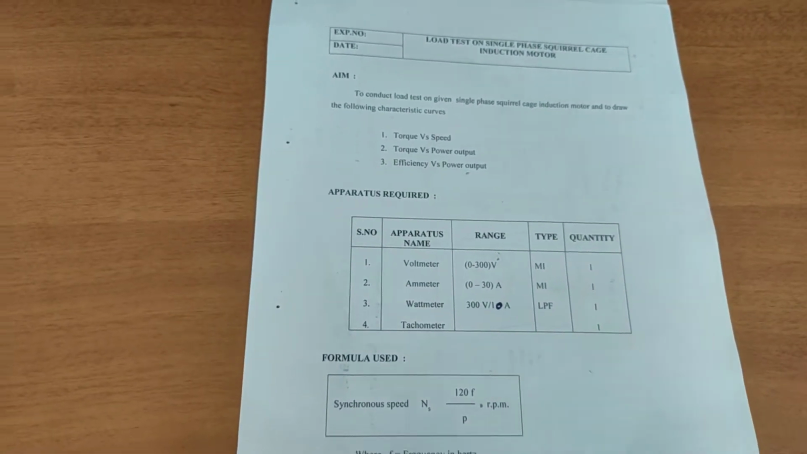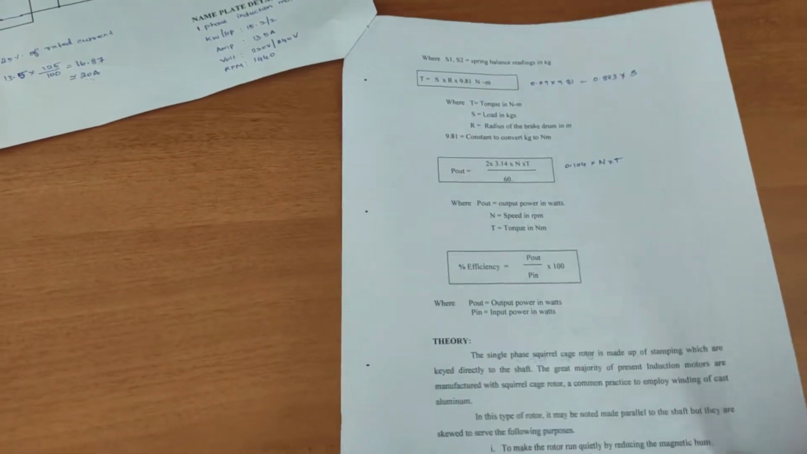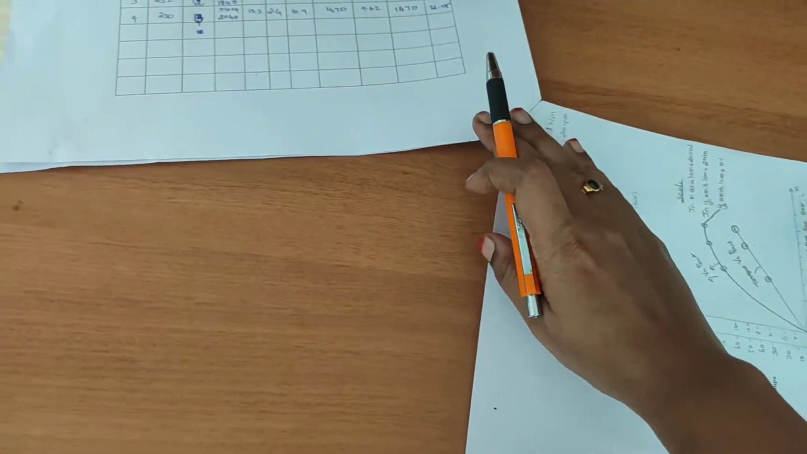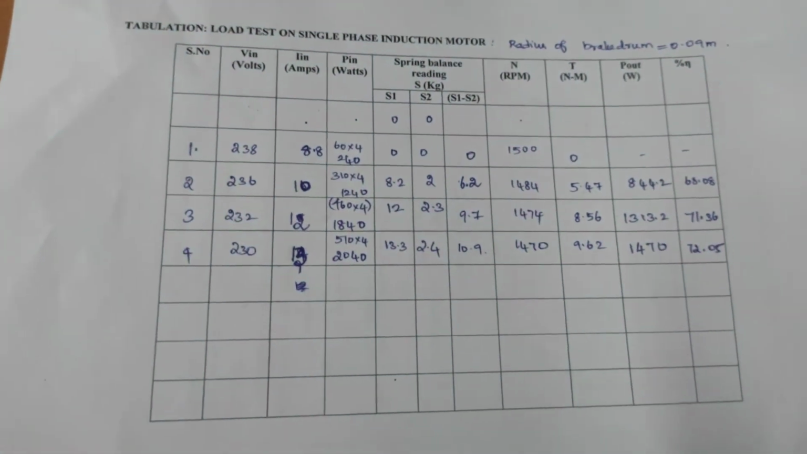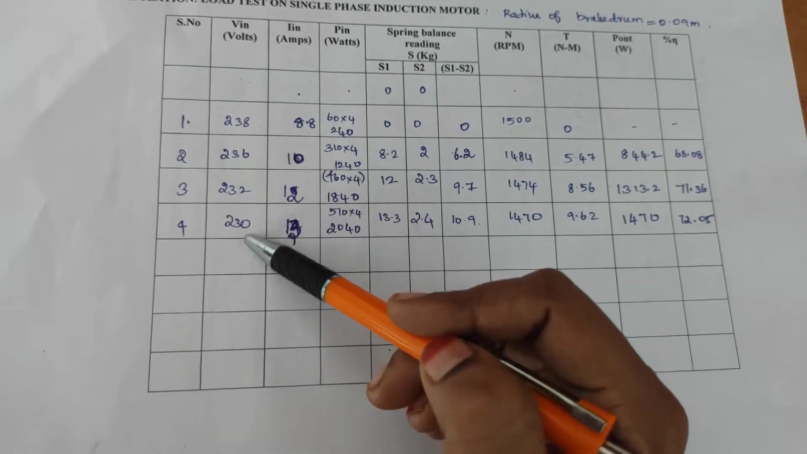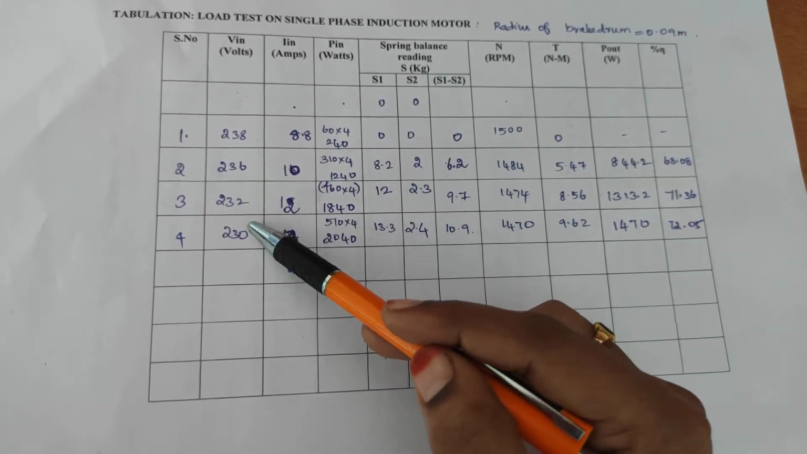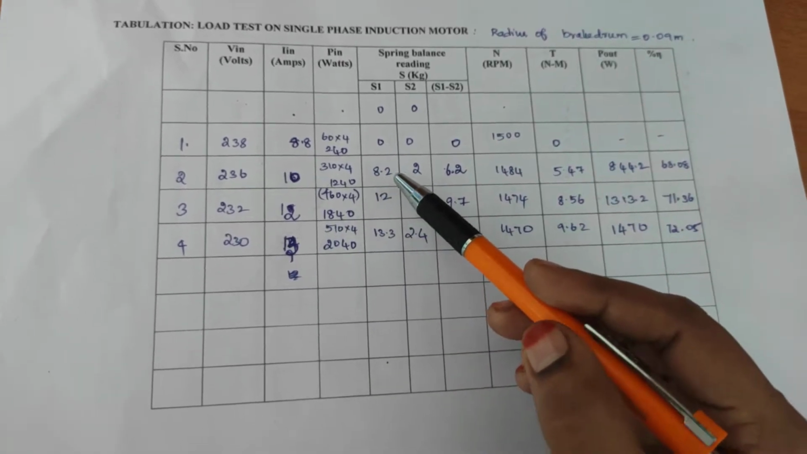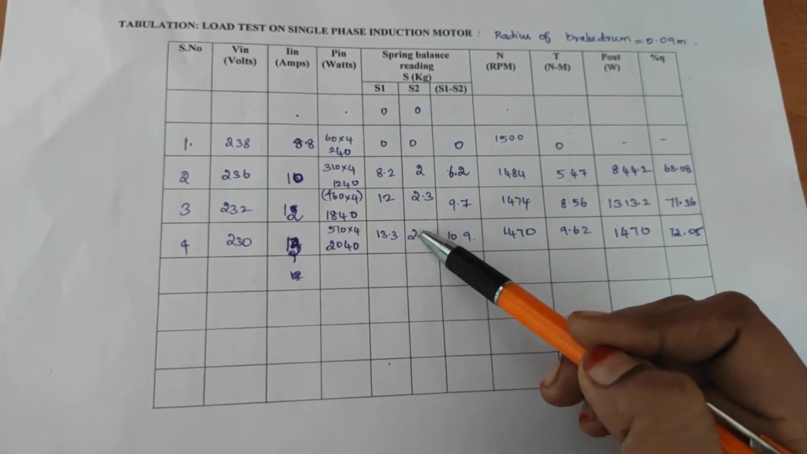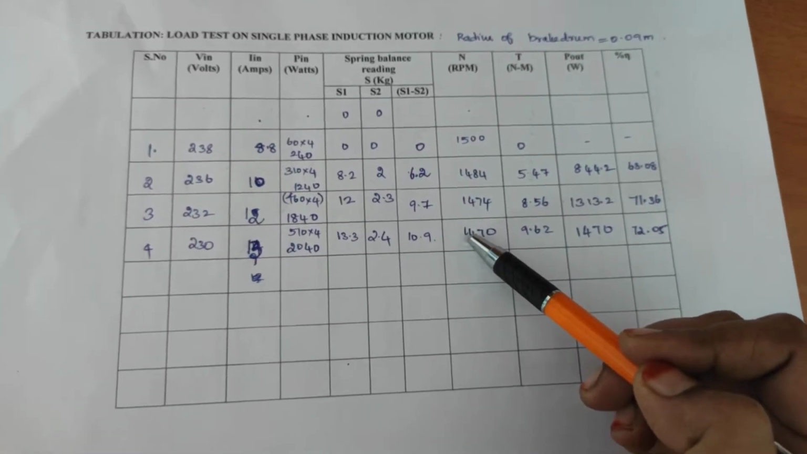In this video we are going to see how to do calculations after taking readings from the motor. This is the reading we got. We have measured the voltage, the current, and the input from the wattmeter, all these three readings, along with the spring balance readings S1 and S2, and the speed, which we measured using the experimental setup.